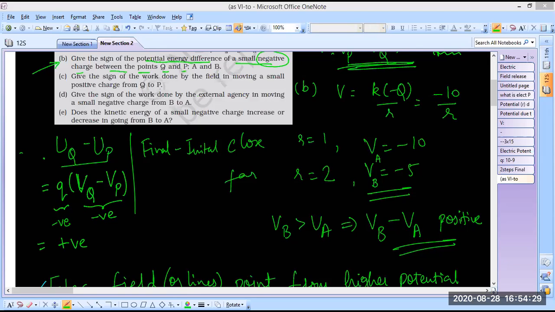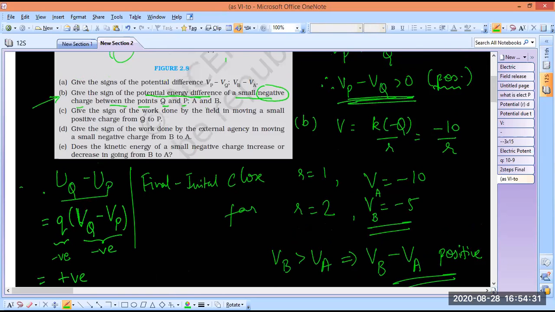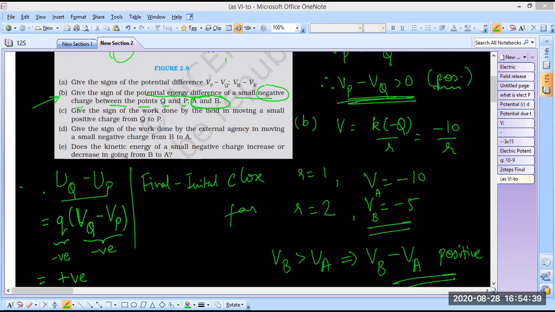Similarly, I'm leaving it for you to tell me what will be the answer for AB. Then what will be the final answer? We can't really say here what they want to ask, right? Do they want to ask UQ minus UP or UP minus UQ? If we take it the other way, we'll get the opposite answer.